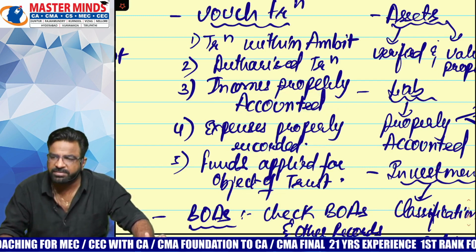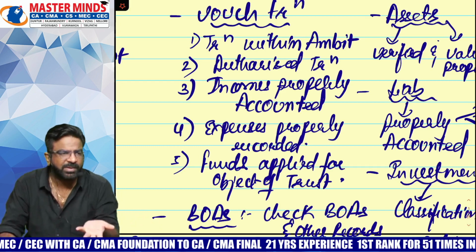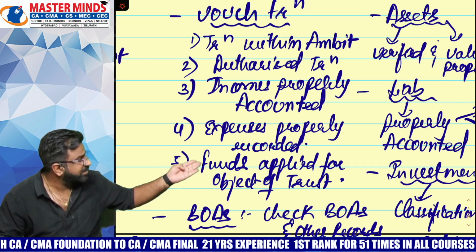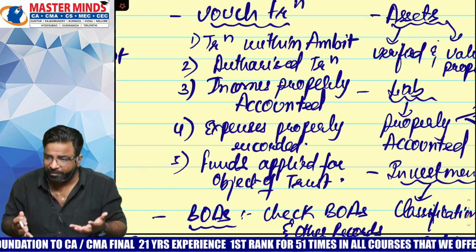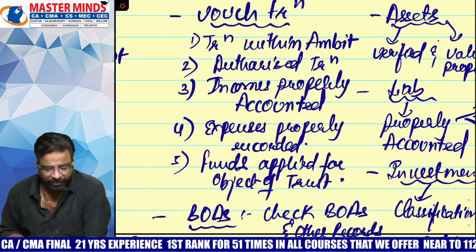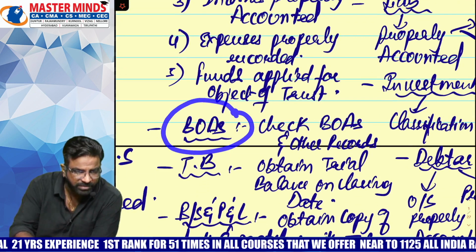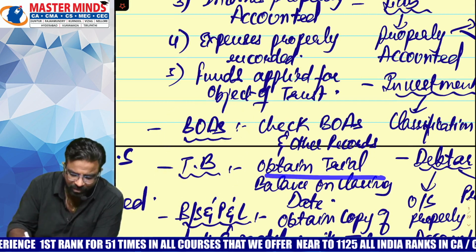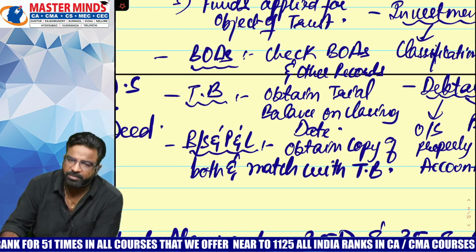Tell me the five things. In routine checking, in testing of transactions, we are doing TOT. What are we doing in TOT? Incomes, expenditures and the funds are being properly applied, transaction within the scope or ambit of the trust, and they must be carried out in an authorized way. Once we are done with the transactions, we'll start checking their books of accounts. Along with that, you have to check their trial balance. Obviously, you will obtain the copy of trial balance, and finally, you have to check their balance sheet and P&L.